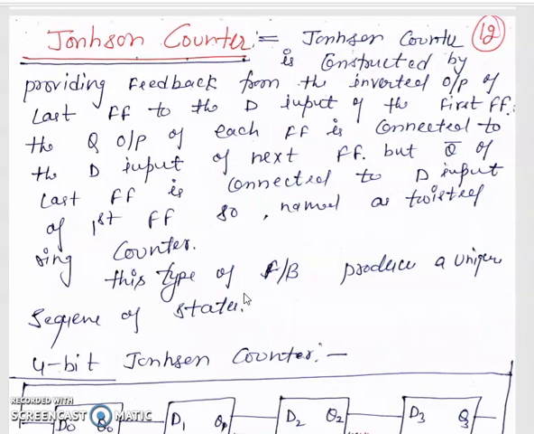The basic difference between the ring counter and the Johnson counter is the feedback loop. Feedback from the last flip-flop is provided to the input of the first flip-flop. In the ring counter, we use the Q, or normal output, of the last flip-flop as feedback to the input of the first flip-flop. But in the Johnson counter, we use Q bar, the inverted output of the last flip-flop, as feedback to the input of the first flip-flop. Due to this, it produces a unique counter sequence.